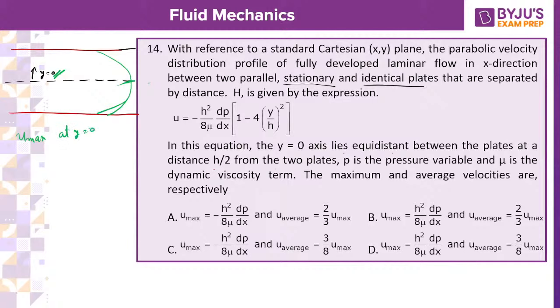Put y equals 0 here to get the Umax. That's all. So Umax will become how much? If y is 0, it is minus of h square by 8 mu, minus is there, dp by dx. Now you see, all the options have the same. That is the problem. All the options are the same. It is given h square, so it's satisfying. U maximum is satisfying for all of them.